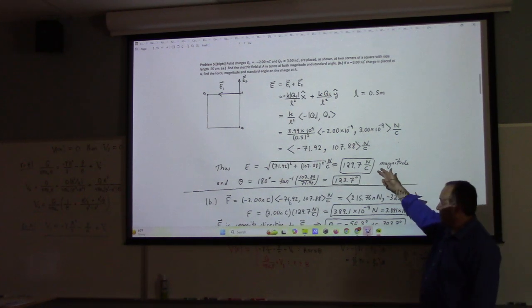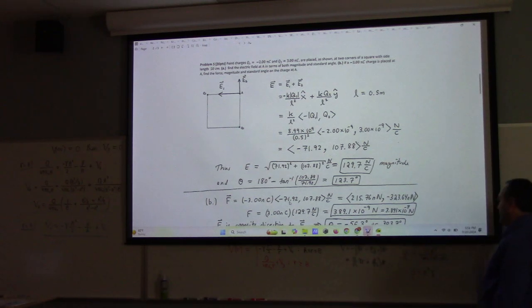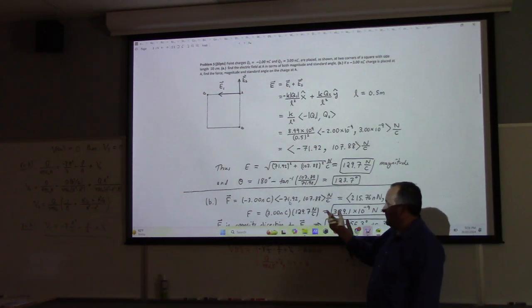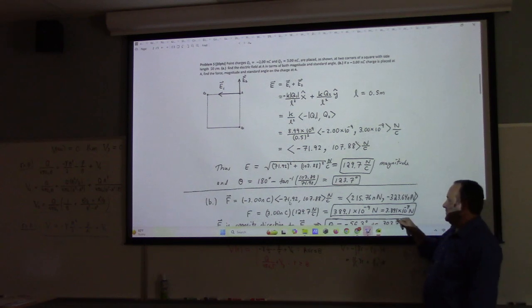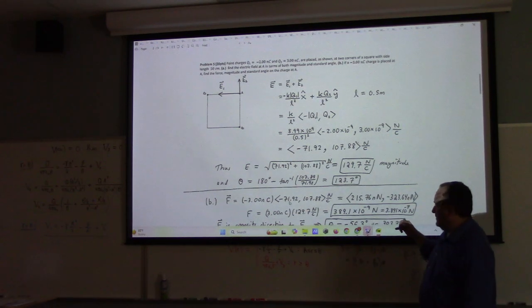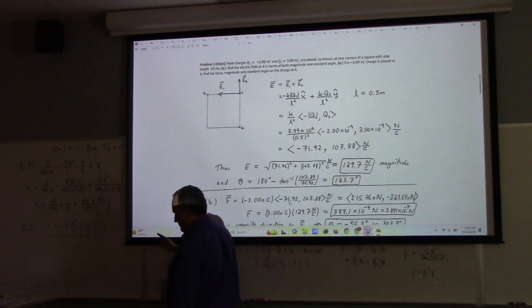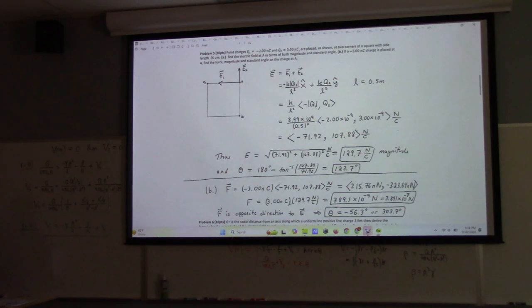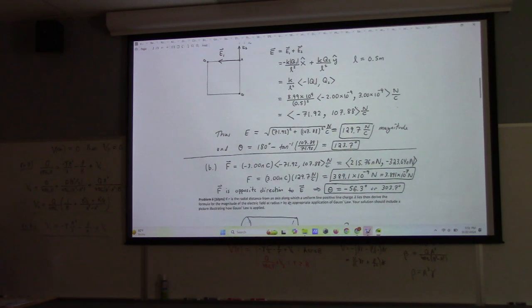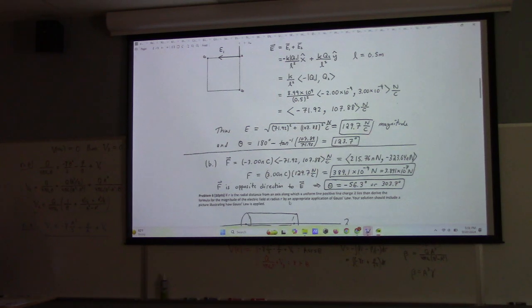And the electric field is 129.7 newtons per coulomb. The force is the charge times the electric field. But since the charge is negative, it reverses the direction. So it flips it over, and you get this magnitude, and it's directly polar opposite direction-wise. I really should have a picture. Oh well, I'm sorry. Minus 56, or if you like 303.7 degrees, which is what you get if you take 123 plus 180.